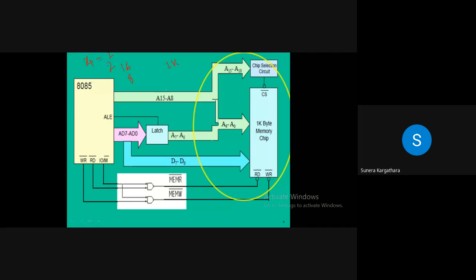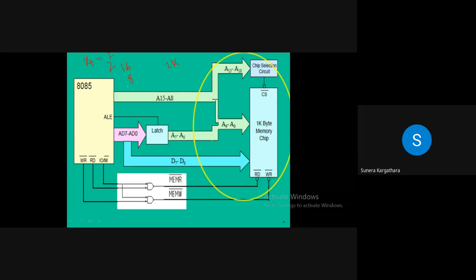Now you can see how many address lines our processor has. How many address lines do we have with our processor? 16 address lines. Out of that 16, 10 address lines I require to locate my memory locations, which is A0 to A9. So what about the remaining address lines? Where should I connect the remaining address lines?